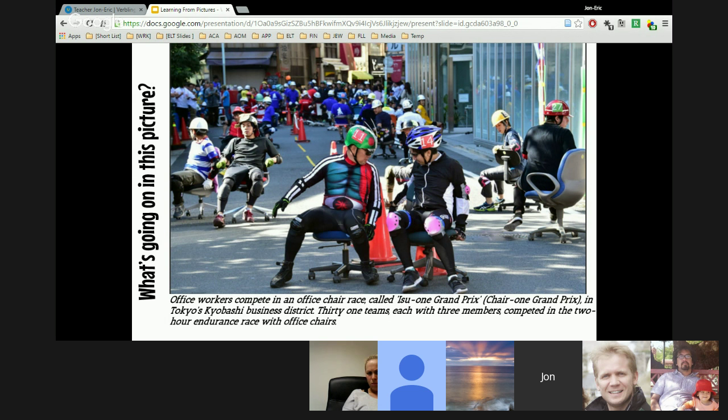I might add something to your description. Instead of just saying that they're racing their chairs, I might say that they are maneuvering around the cones, because that's what I think they have to do. I'm not sure. Maybe it's just a straight-ahead race. But it looks kind of like they are maneuvering maybe between the cones. Maybe they have to prove that they're really good office chair pilots and really good at doing obstacles. I don't know.